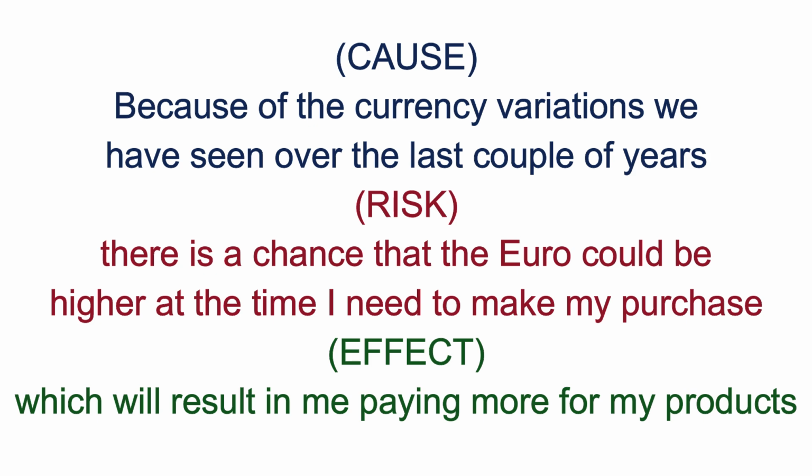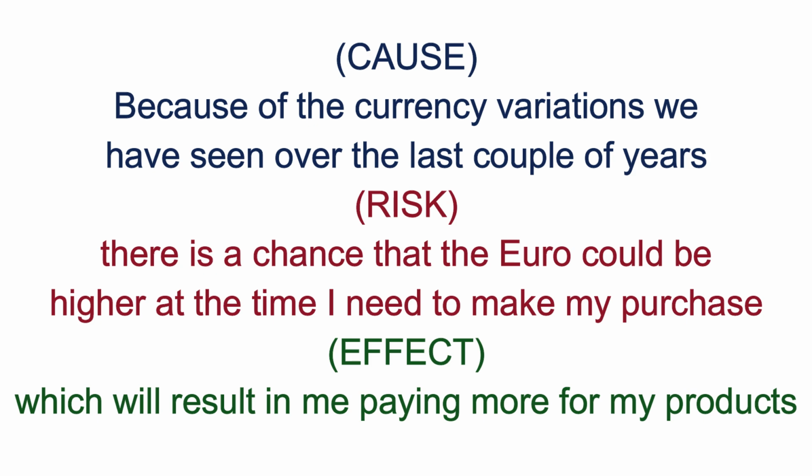It doesn't come out of thin air. I have seen incidents over the last year or two, and that's what makes me worry about this one risk event, and I can jot down this risk event. The effect can be a calculated effect on the typical variation that I would expect in the euro value against the dollar, multiplied by the products that I need to buy.